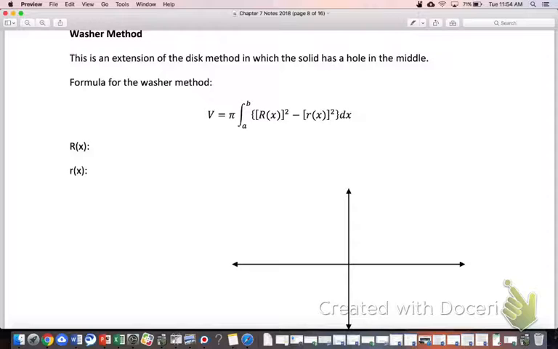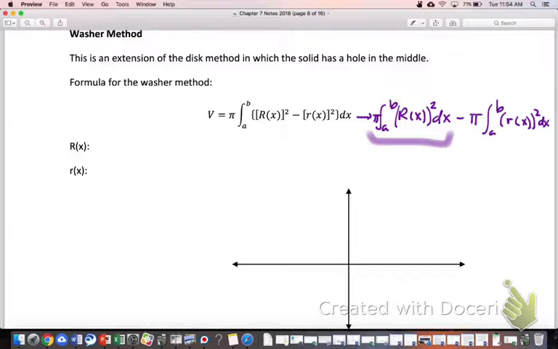Let me give myself a little more room here. I would get pi integral from a to b of big R squared minus pi integral from a to b of little r squared. When I look at either one of these, isn't this exactly like what we did today? Pi integral r squared.